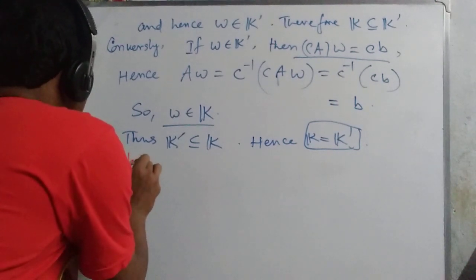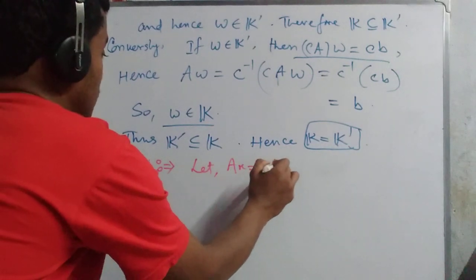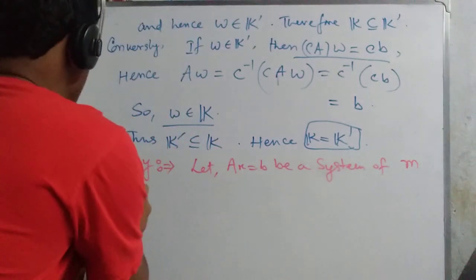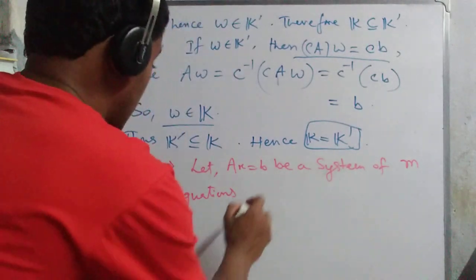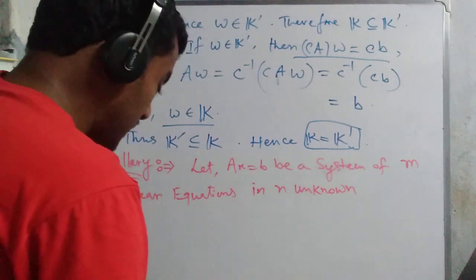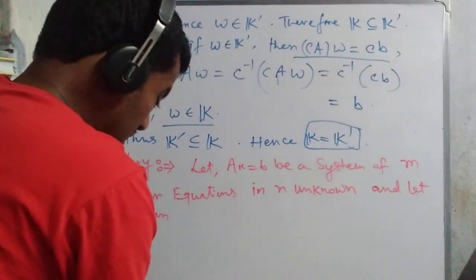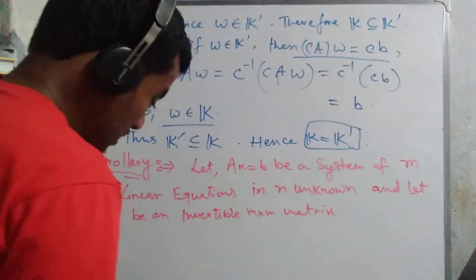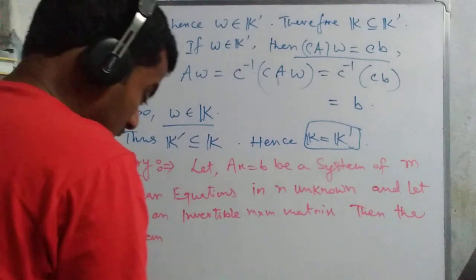Now we write a corollary here. Let AX equal to B be a system of M linear equations in n unknowns, and let C be an invertible M cross M matrix. Then the system.